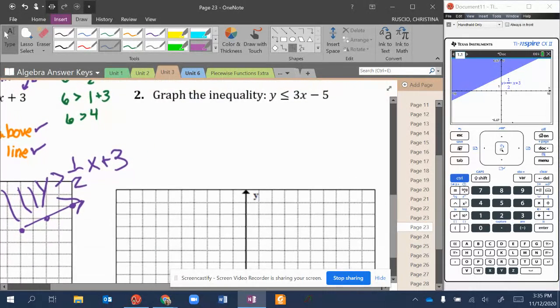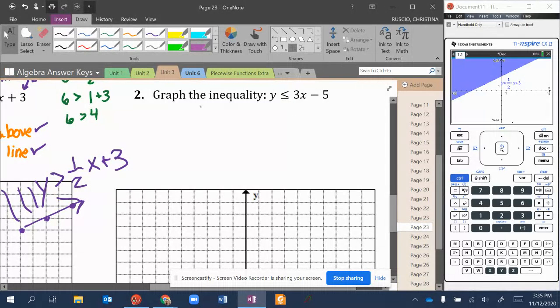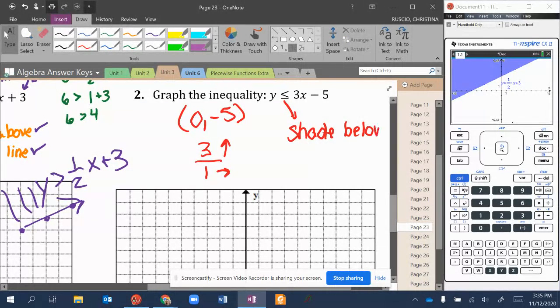Okay, let's graph number 2. Number 2, we got to get the slope and y-intercept. I'm loving the fact that it's in y = mx + b form. So (0, -5). My slope is 3, so I'm going to write that as 3 over 1, up 3 to the right 1. Then pay attention to the inequality symbol. This is a less than or equal to. Less than means that we are going to shade below, and equal to means we will have a solid line.